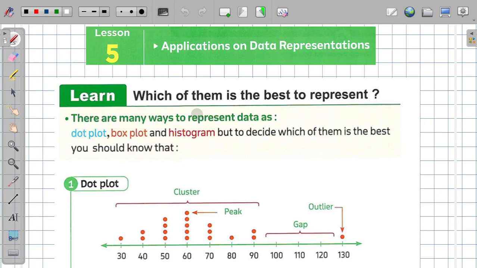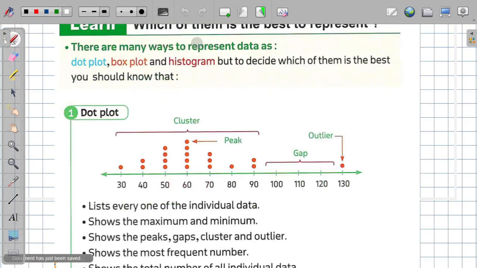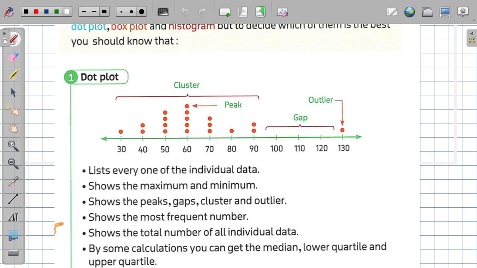The first way to represent data is a dot plot. What is the meaning of dot plot? We draw a number line and we represent our data on the number line, and after that we represent the frequency of every individual data, or the repeating times of every individual data, on the number line with dots or symbols. Okay, so dot plot is like this, like you see right now. This is a dot plot.